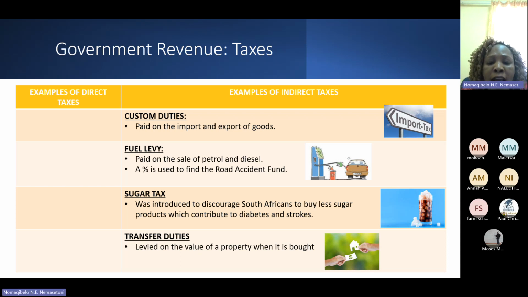And then the last type is the transfer duties, which is levied on the value of a property when it is bought. Meaning, if we are selling a house or we are selling land, then transfer duty is the tax that is going to be charged on the products.